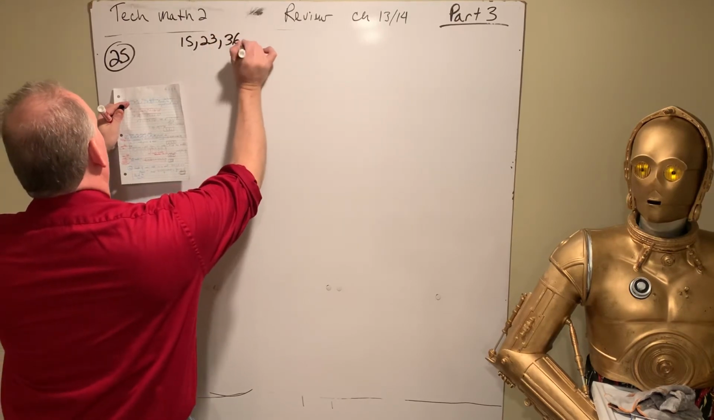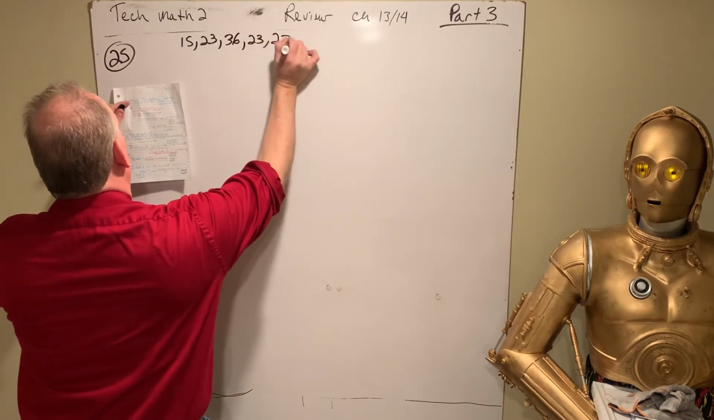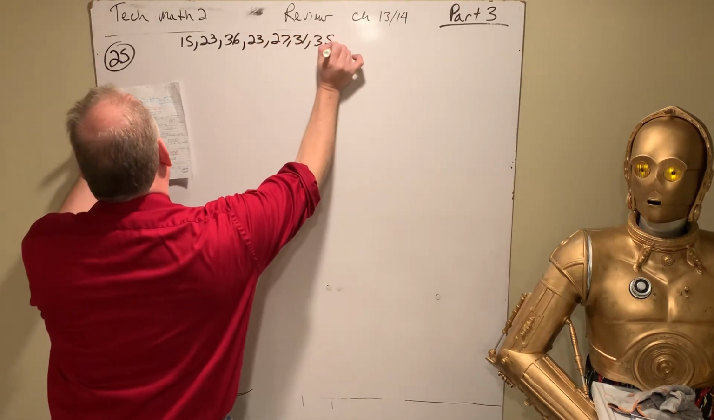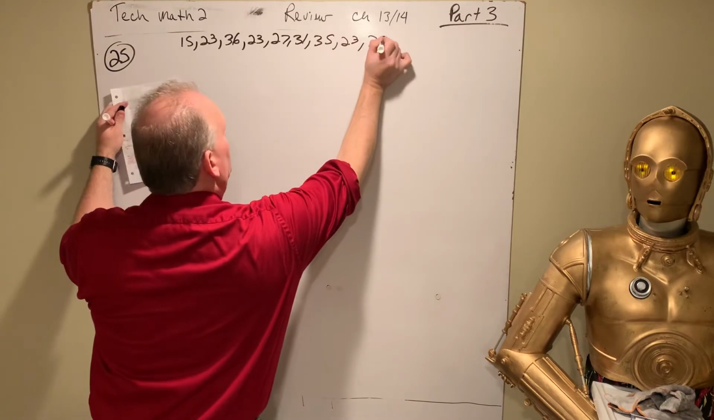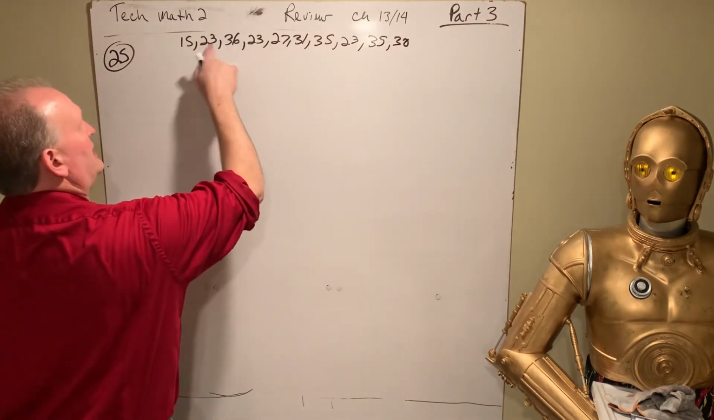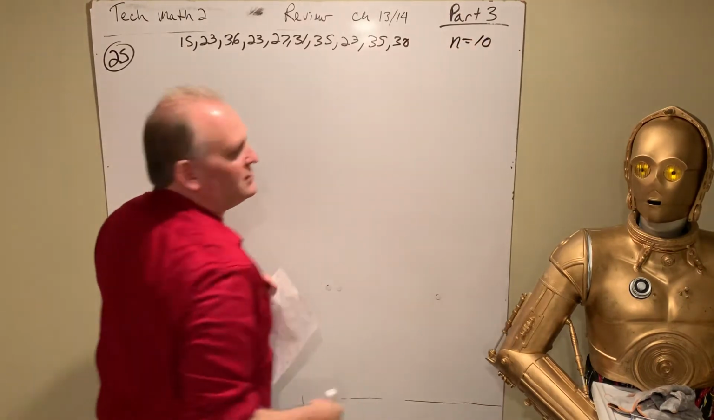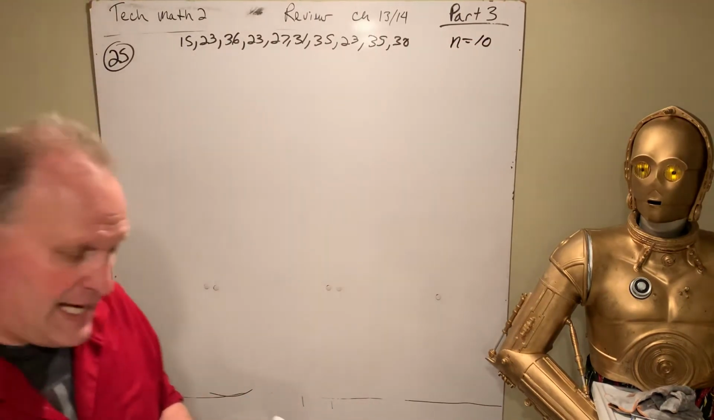So here, let's take 36, 23, 27, 31, 35, 23, 35, and 30. 1, 2, 3, 4, 5, 6, 7, 8, 9, 10. N equals 10. That's usually what we use for N. That's the number of pieces of data.